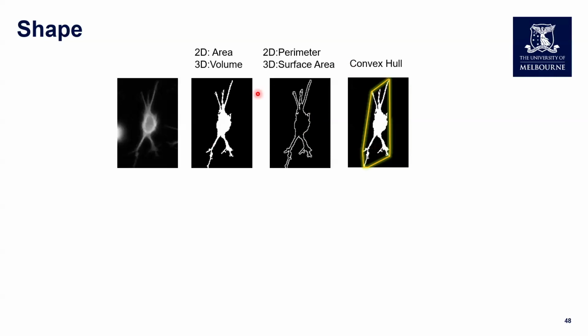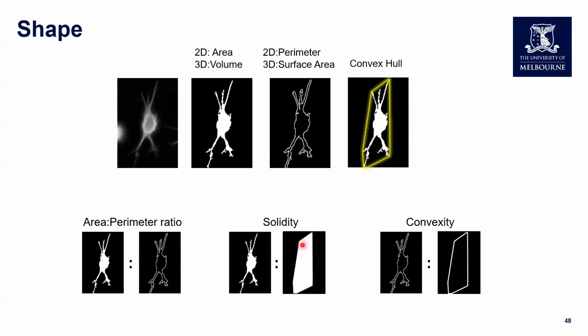From these measurements, sometimes we can also present a ratio of two values to show the complexity of the shape. For example, we can present a ratio of area and perimeter, or a ratio of area to its convex hull area, or the ratio of perimeter to its convex hull perimeter, like this.